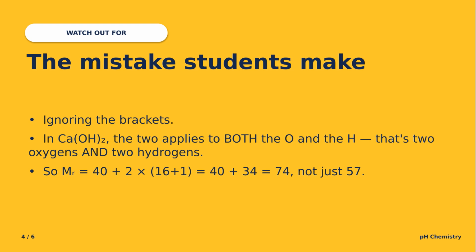Common slip: ignoring the brackets. In Ca(OH)2, the 2 applies to both the O and the H. That's 2 oxygens and 2 hydrogens. So Mr equals 40 plus 2 times (16 plus 1), which equals 40 plus 34 equals 74, not just 57.